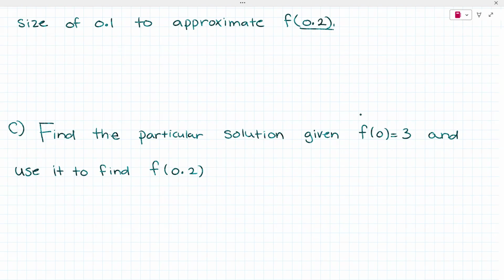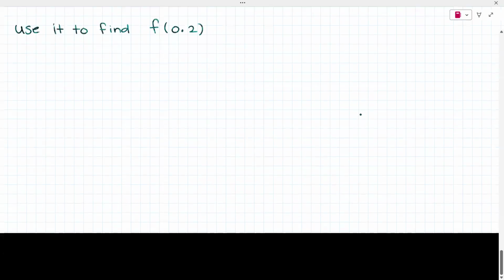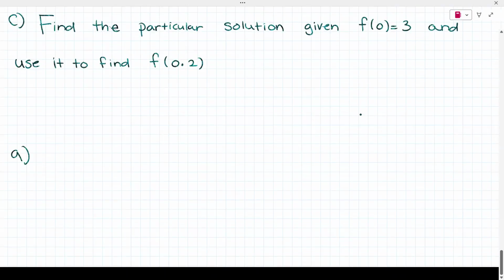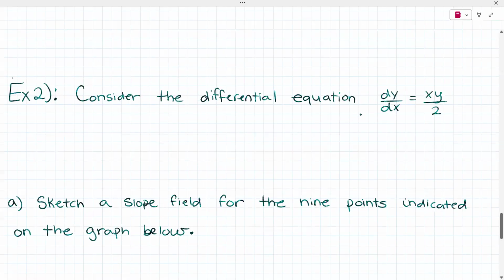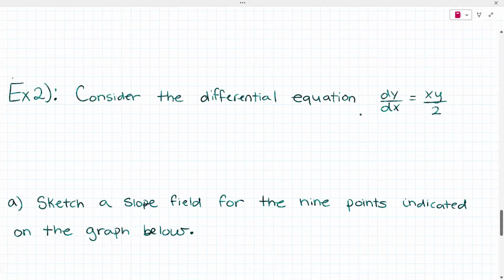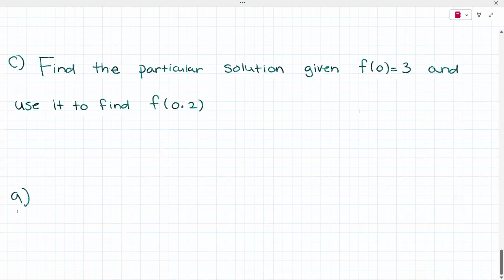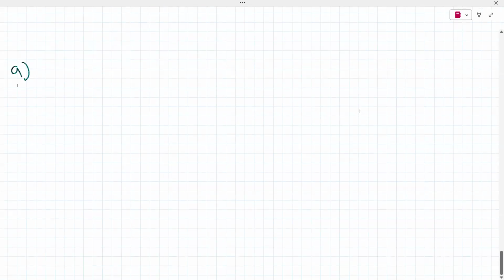Okay, so we need 9. Let's do part A. We're going to make a slope field. We need 9 points, and you could pick any point. So in part A, I'm just going to pick here. Let me draw it.